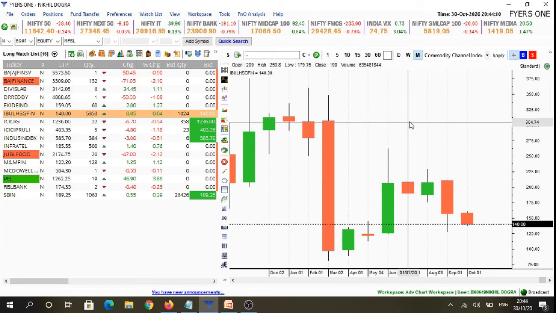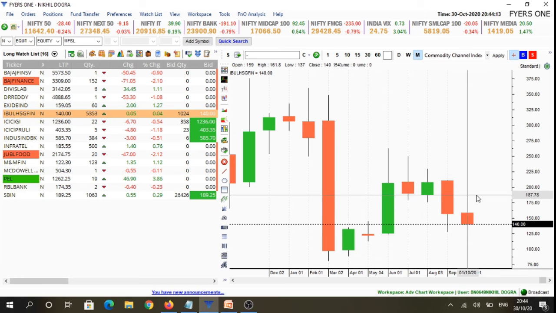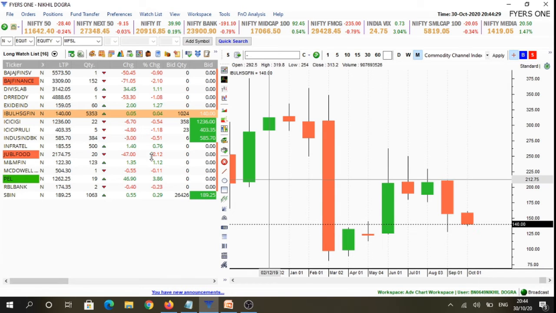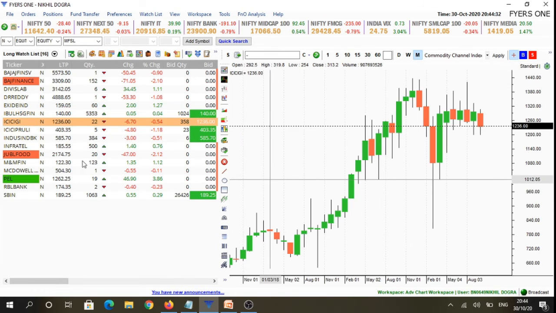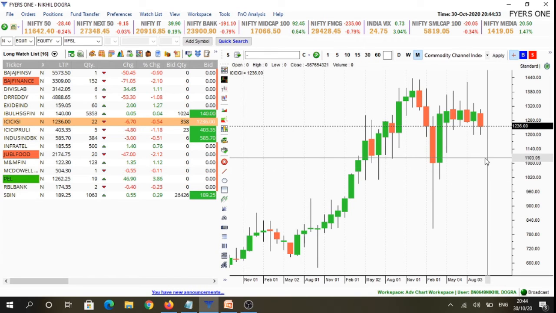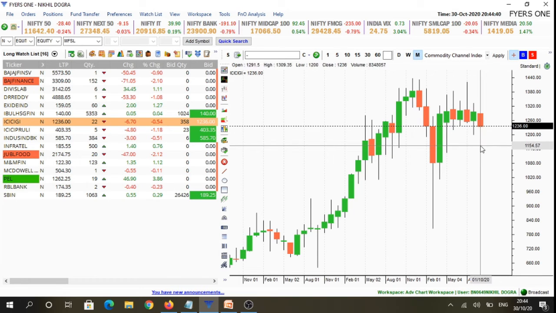This stock is India Bulls Housing Finance. And above 162 levels, we'll look for buying opportunities in this script. And until and unless it breaks its highs, we won't be looking for any positional trades in India Bulls Housing Finance. Other stock is ICICI General Insurance. Above 1310 levels, we look for buying opportunities. Otherwise, we would not be looking for any opportunities in this stock in case it breaks to the downside.